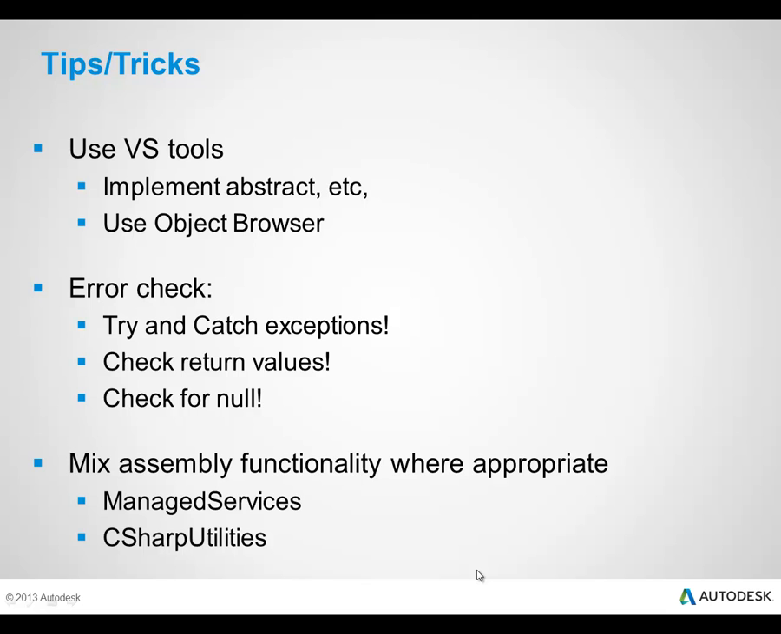Some other tips and tricks. Use the Visual Studio tools. There's an implement abstract, for example. Use the object browser. We looked at that. As far as error checking goes, the .NET typical way of error checking is to use try and catch blocks. So you say try this body of code, and if there's an error, the API will throw an exception, and you trap the exceptions that you can handle, and you do something with it, and any other exceptions you let go and pass back.